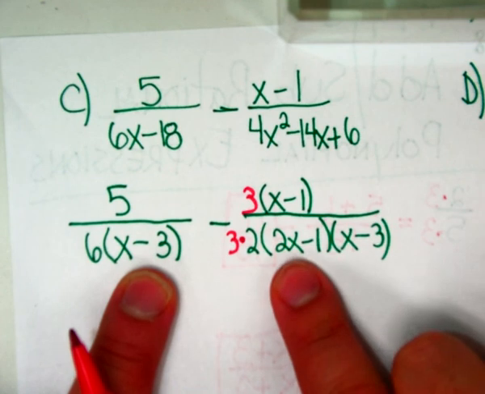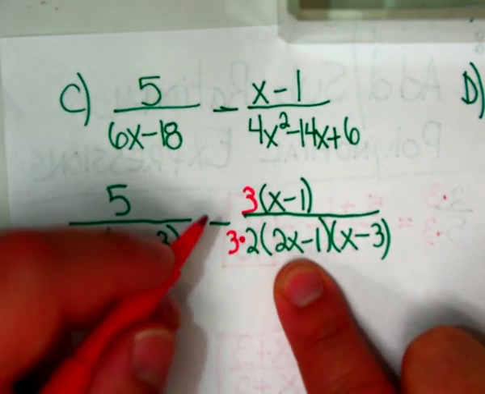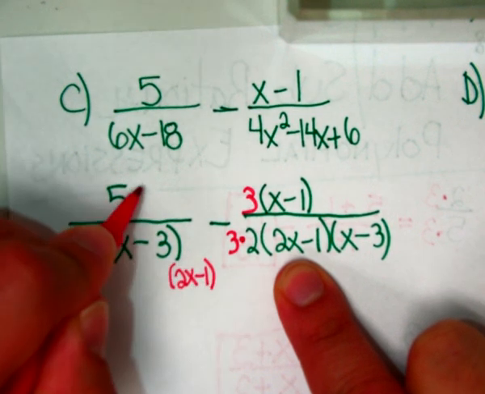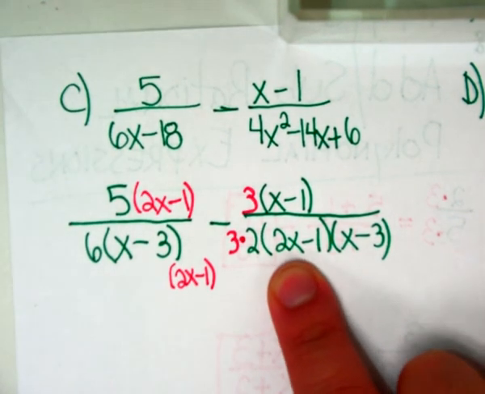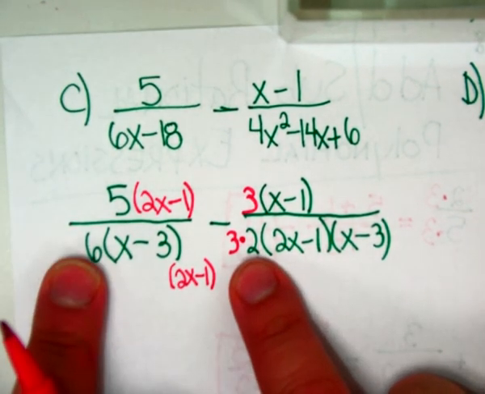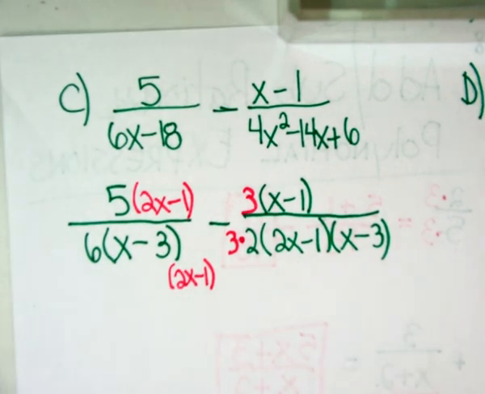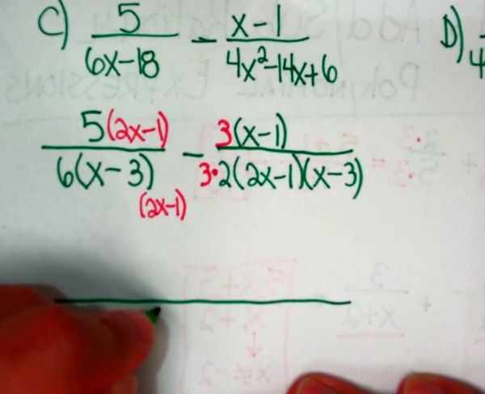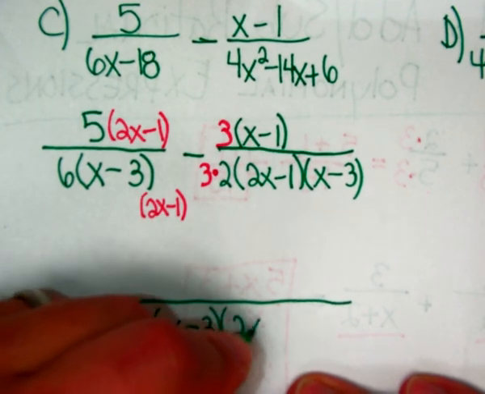But when we look at the 2x minus 1, we're missing the same thing from the left side. So let's go ahead and multiply that left side by a 2x minus 1. And if we do it to the bottom, we also do it to the top. Okay? So now we've got 6, x minus 3, 2x minus 1, our denominators are now identical. Now that they're identical, let's go ahead and rewrite this with the denominators written out together, x minus 3 and 2x minus 1.